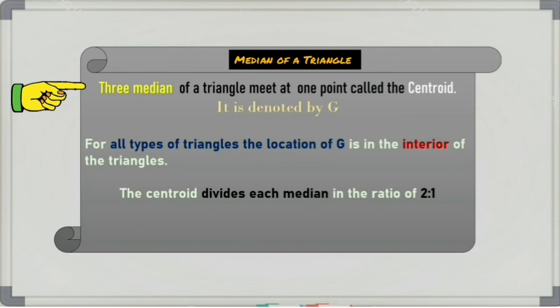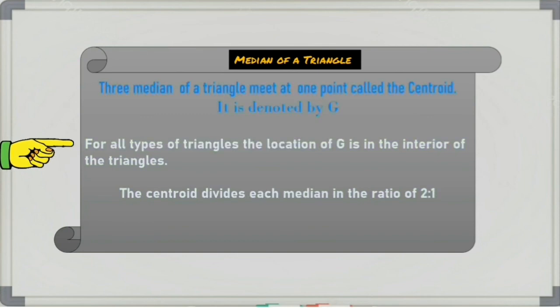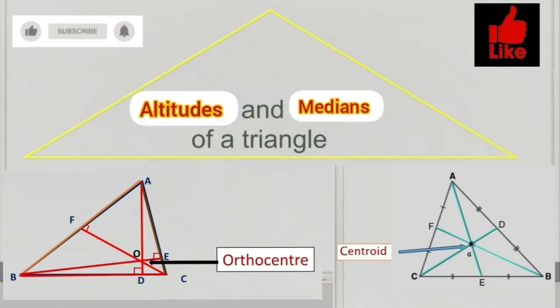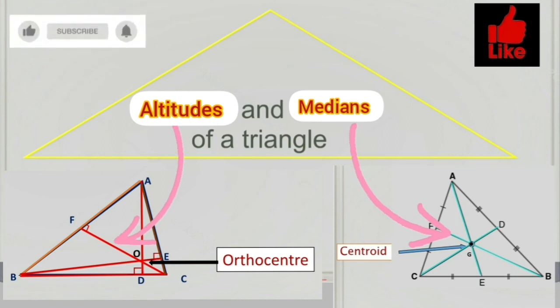Now we know three medians of a triangle meet at one point called the centroid. It is denoted by G. For all types of triangles, the location of G is in the interior of the triangle. The centroid divides each median in the ratio of 2:1. I am sure you must have understood altitudes and medians of a triangle in this video.